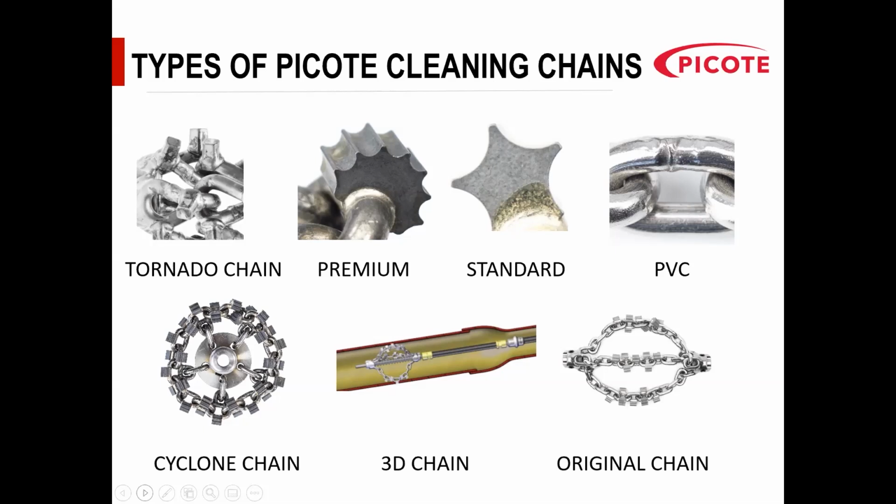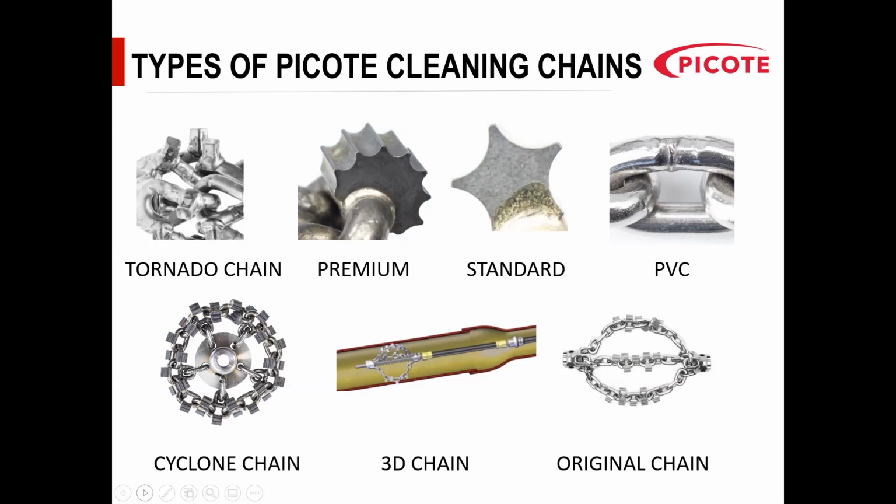These are normally used to open up. So if you've got a pipe that's full of tree roots, or you've got encrustation, then you'll start off with the original chain, and then move the back connector to the front to make it slightly bigger. So you go through various passes and open it up.